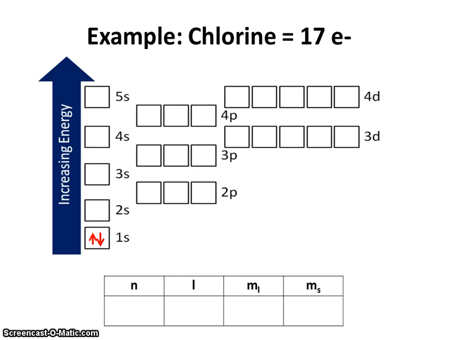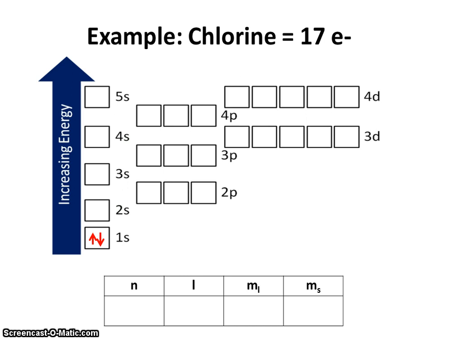Let's start with chlorine. When you look at the periodic table, the atomic number for chlorine is 17. That means that chlorine has 17 protons and also 17 electrons. This means that we will have to fill up the orbital diagram with 17 arrows representing those electrons. So in order to fill the diagram, we start from the bottom following the Aufbau principle. The first level at the bottom is 1s.